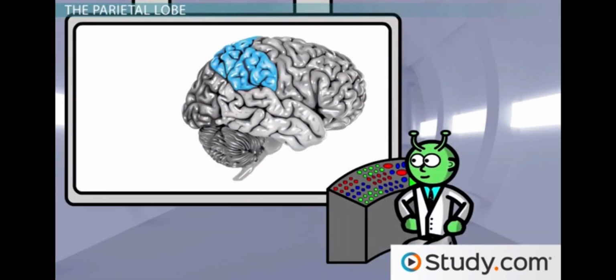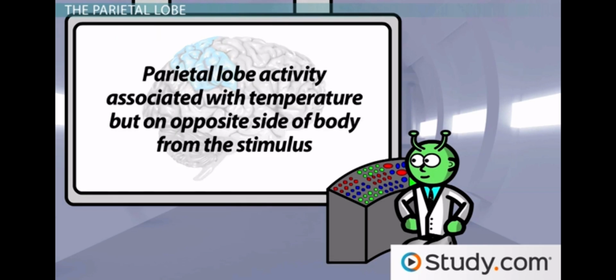Meanwhile, Blur noticed that the same exact area of the parietal lobe that had been stimulated when Phil slammed his hand in the door was now being stimulated by his hands sensing the cold water. And again, the stimulation was on the opposite side of the brain from the hand feeling the sensation. He made another note: parietal lobe activity associated with temperature, but on opposite side of the body from the stimulus.